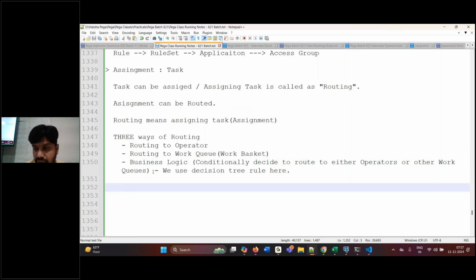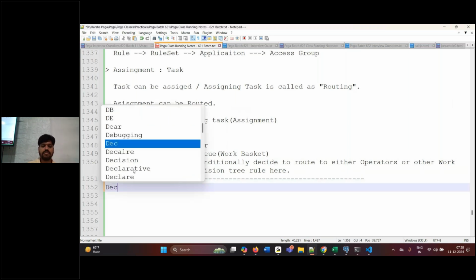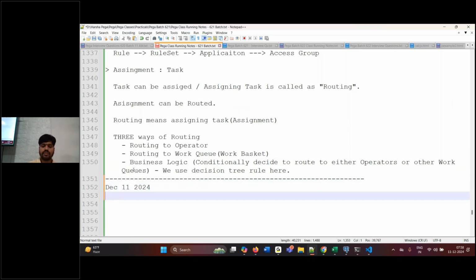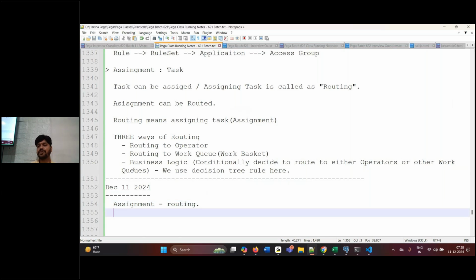Are all of you clear? Online students, did you get an idea about what is meant by routing and the three different ways of routing? Yes. We'll continue this topic tomorrow. December 11, 2024. Assignment. Thank you for joining everyone. We'll continue tomorrow. I'll be sharing these documents.